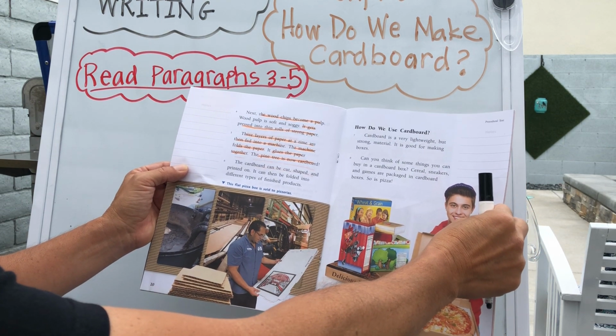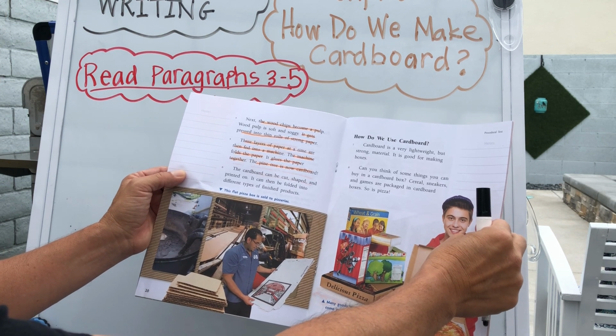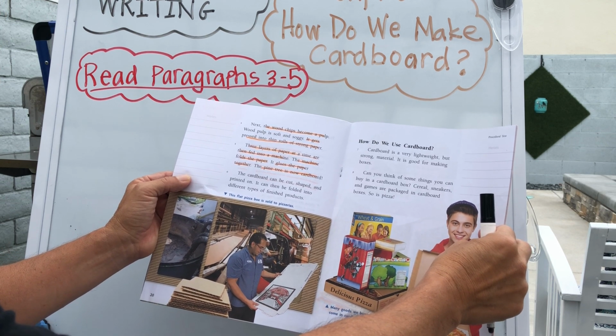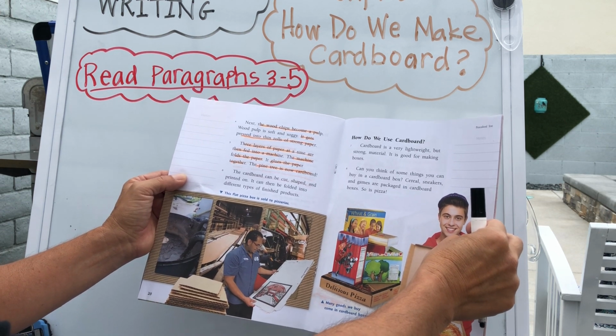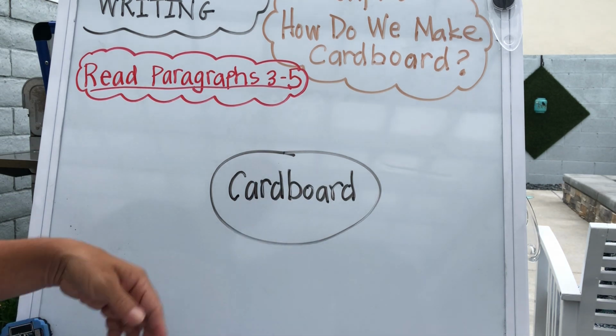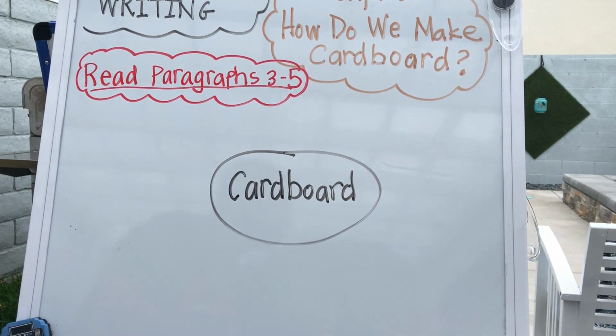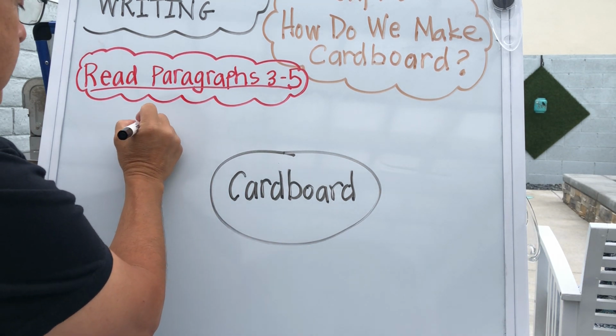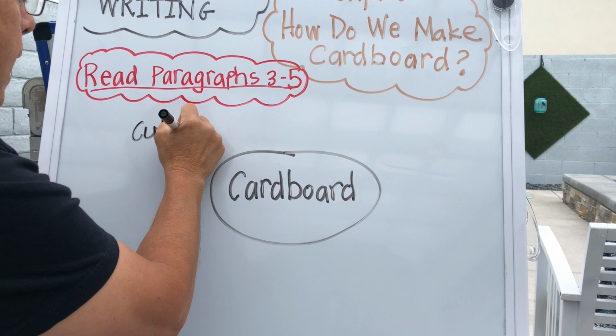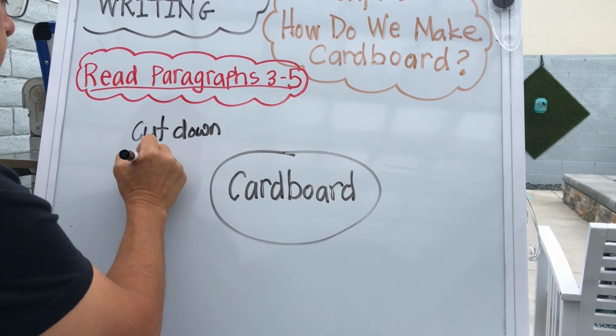Now, paragraph 6 was kind of like an ending paragraph. It really didn't give me ideas or information about how to make cardboard. They just started talking about pizza boxes. And that's not what we want, because our prompt is, how do we make cardboard? So that's what I was looking for: all the sentences that will give me ideas about how to make cardboard. So the first thing that I learned was that cardboard comes from trees. So the first thing I'm going to do is write that they have to cut trees down. So they have to cut down trees.